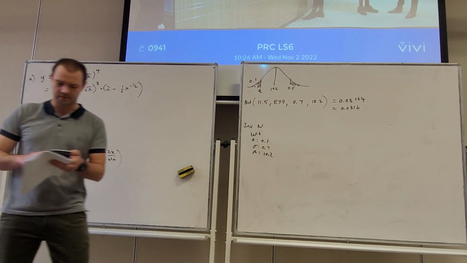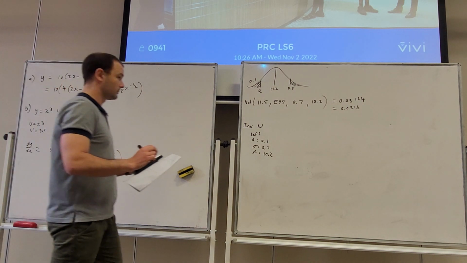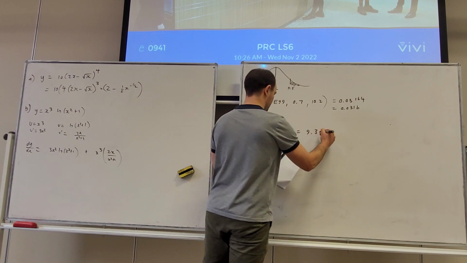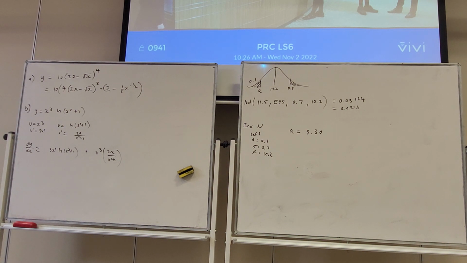Standard deviation 0.7, mean 10.2. And so we've got A is 9.30. So what this means is the probability of the distribution being less than 9.3 grams is 0.1. All right, so that's part 1.